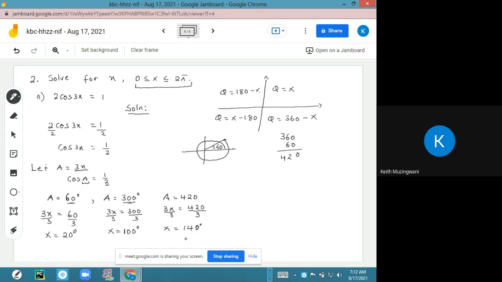So let's try. We start from here, get there again. That is 420 plus 360. This will be 780. So let's see if A is 780 and we equate 3x to 780, divide by 3. We'll get x is equal to 260, within the given range.